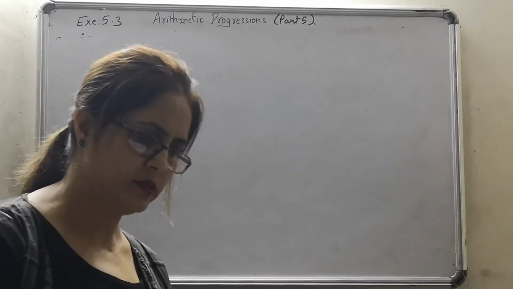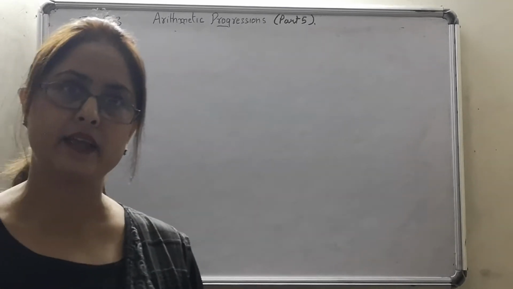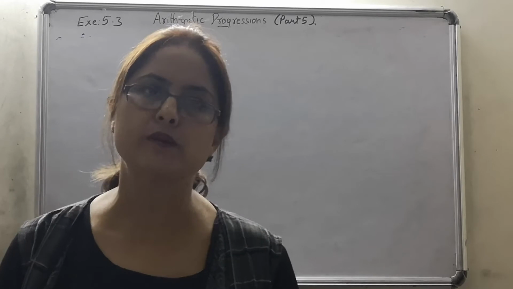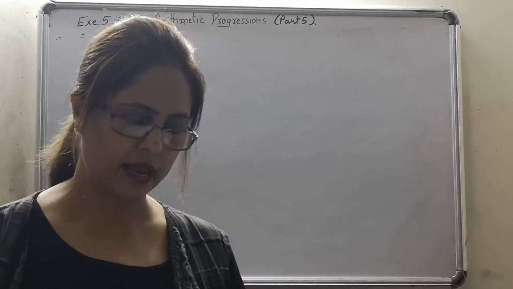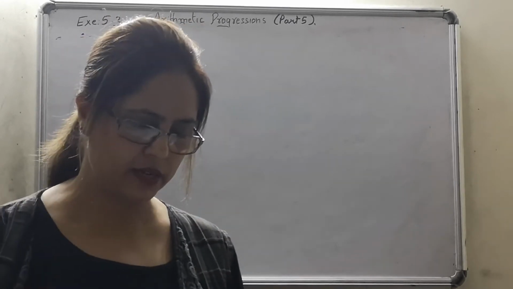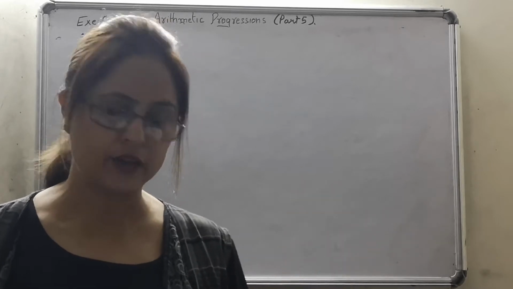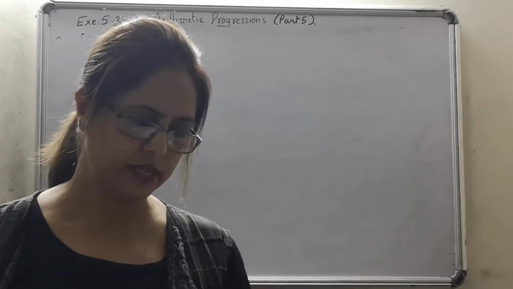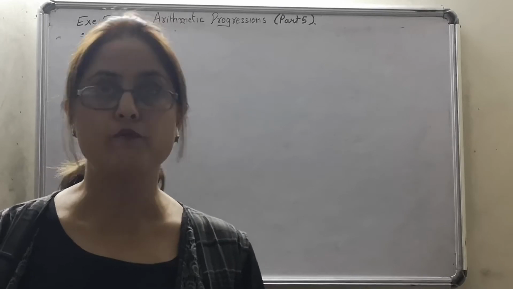Coming up to the next question, this is the 9th, and it states: if the sum of first 7 terms of an AP is 49 and that of the first 17 terms is 289, find the sum of first n terms.